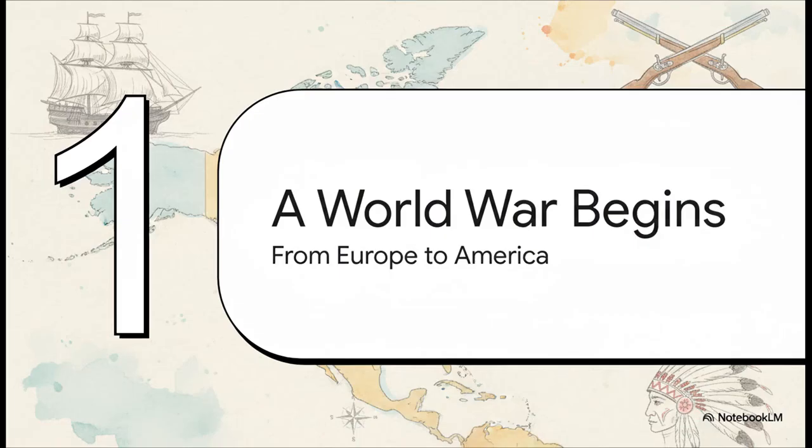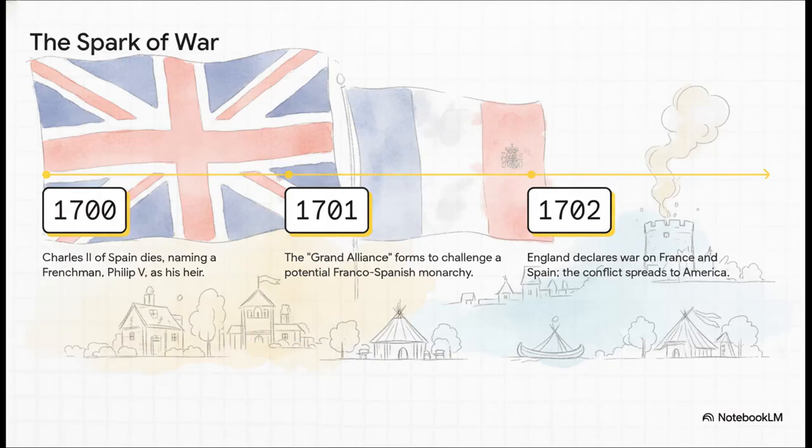Okay, first things first. What we call Queen Anne's War was really just one piece of a much, much bigger global puzzle. The main event was actually happening over in Europe, and it was called the War of the Spanish Succession. So here's the spark. In 1700, the King of Spain dies without a child. In his will, he names Philip, who just happens to be the grandson of the super-powerful King Louis XIV of France, as his heir.